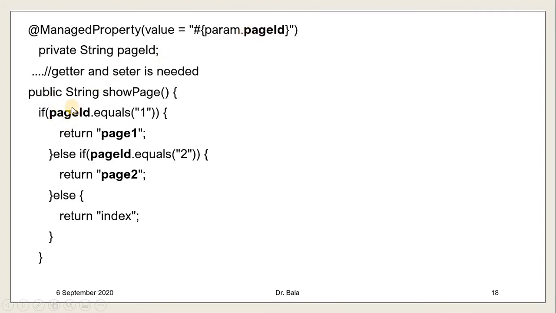Only through this is the page ID loaded for our program. So in the program where we compare, the value will be assigned here. We prepared a method in which we get the equal number. So if page ID is equal to 1, return page 1. If it is equal to 2, return page 2. If it is equal to nothing, we return the index page, that is the home page. Okay, this is the concept.